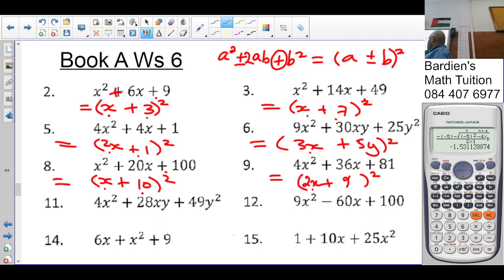Check the middle step. Middle term. 2x times 9? 18. Times 2? 36. So yes, you are on track. Not so? The next one.